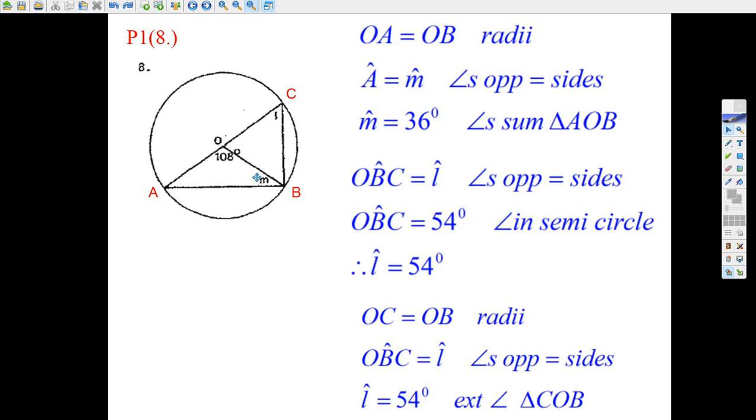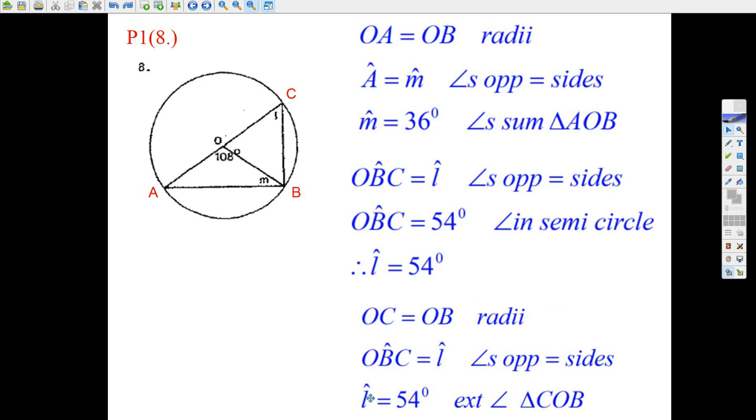Why is that? Well, we know that M is 36, and we know that this is a diameter going through the center. So that's got to be 90 degrees. Well, 90 minus 36, that means this angle must be 54 degrees. I'm wrong. We do need that thing right there. OBC is equal to L, and we know that that's 54 degrees. Well, therefore, L must be 54, because equal angles opposite equal sides. This thing here must be 54.